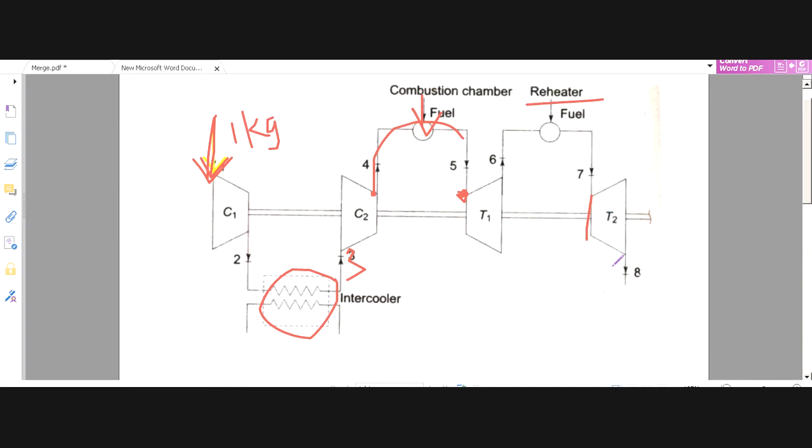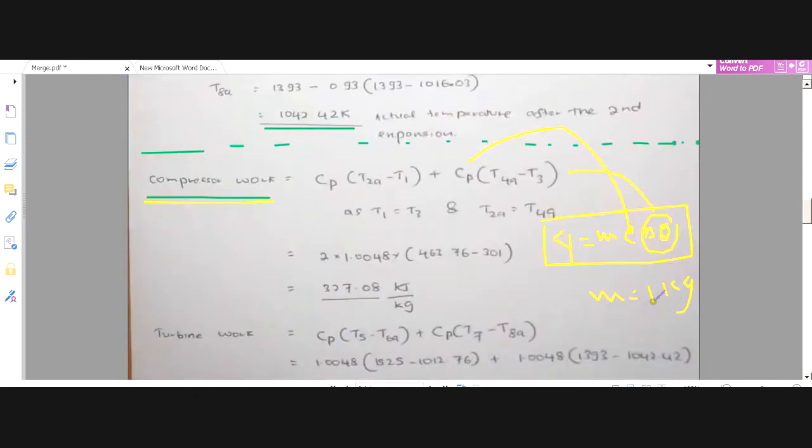So here, for this m, we consider a mass of 1 kilogram of air for ease of calculation. That is why this m is hidden. Actually, m is not hidden; we are going to consider 1 kilogram of air. Understand?